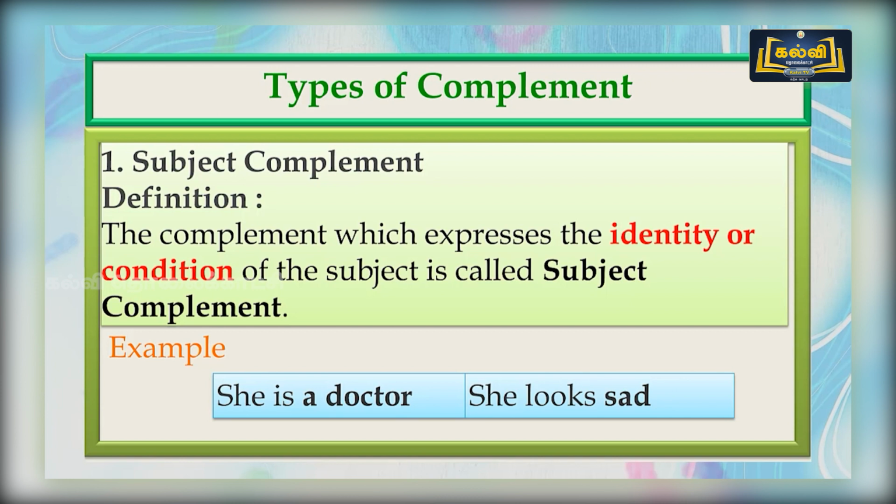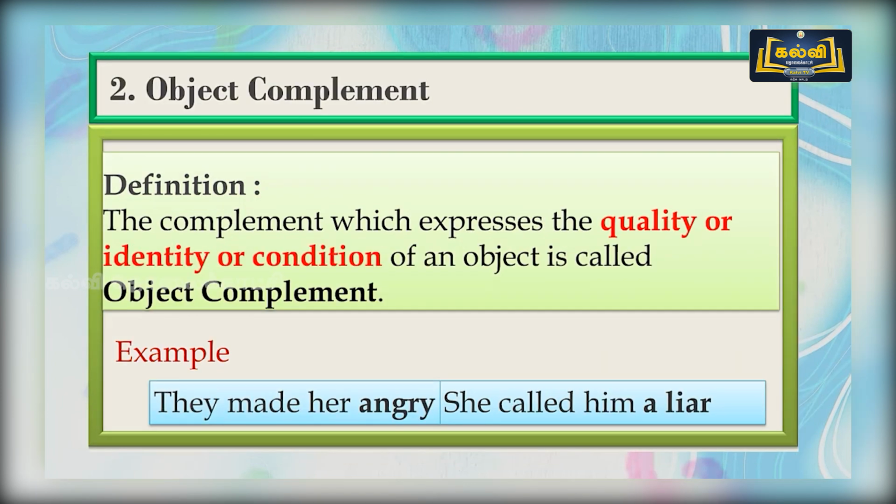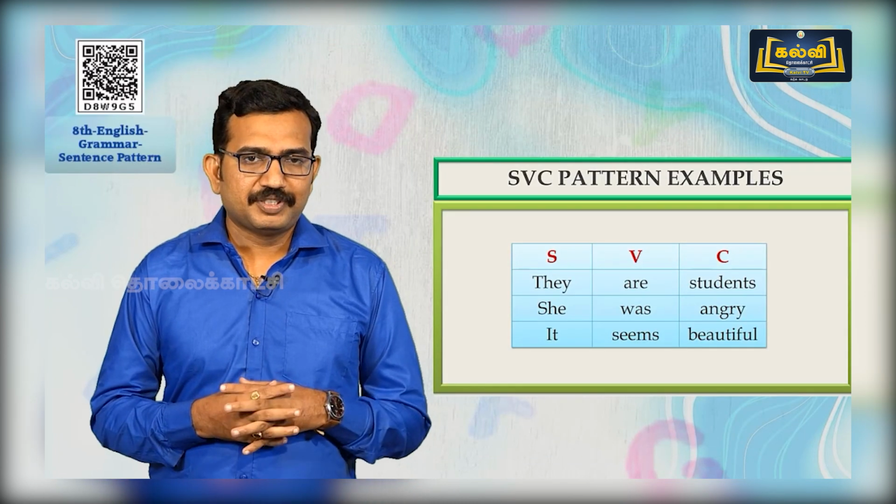She looks sad. Next is object complement. The definition is: the complement which expresses the quality or identity or condition of an object is called object complement. Example: they made her angry. She called him a liar. So we'll check some examples for this.